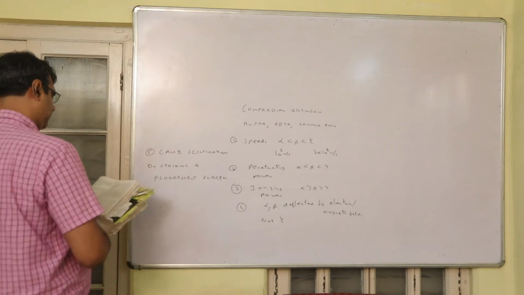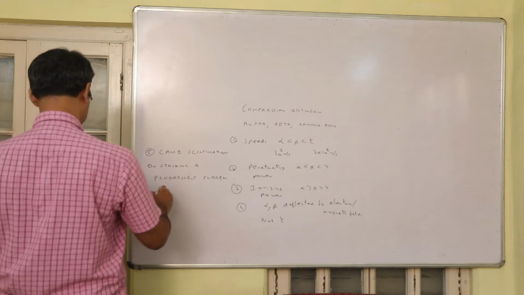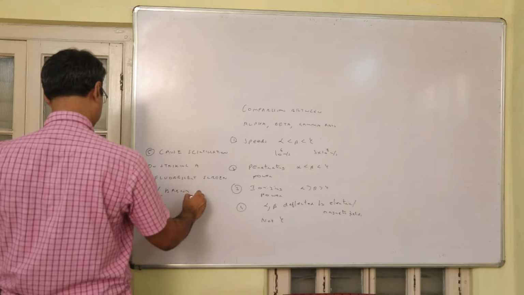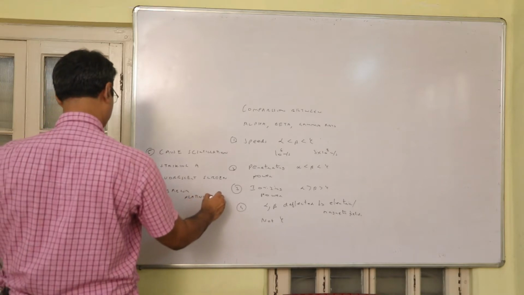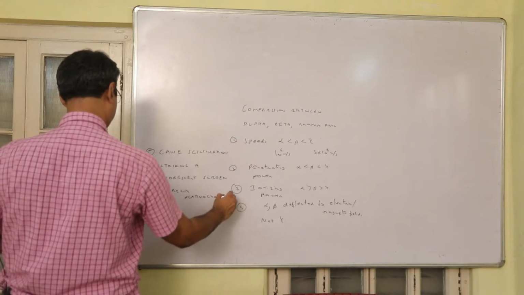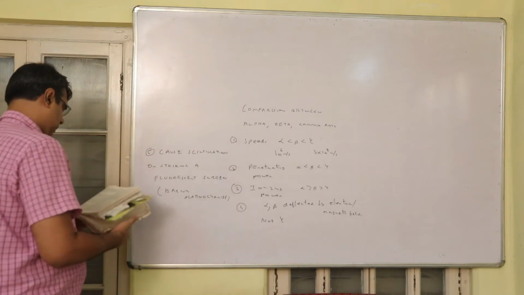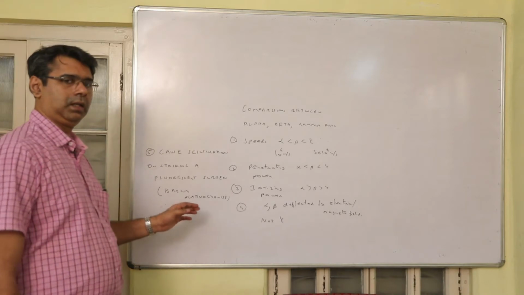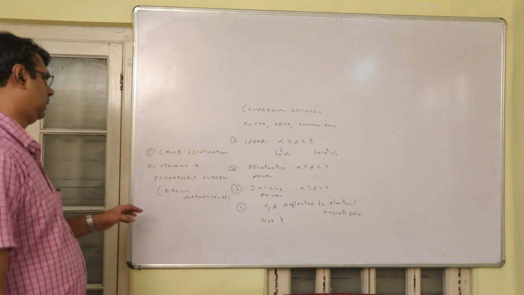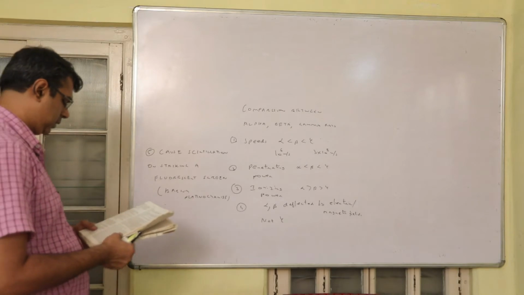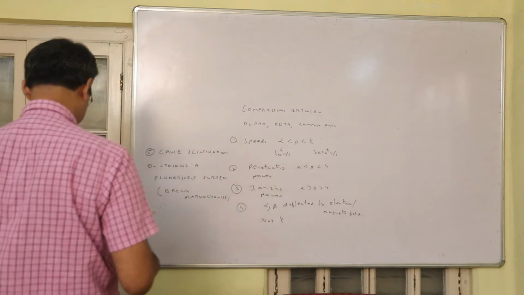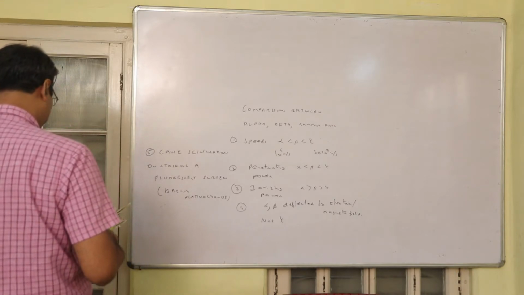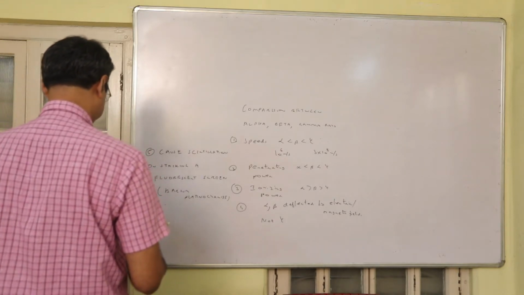So there are certain materials like barium platinocyanide, for example. Barium platinocyanide is a fluorescent material. So if alpha, beta, gamma rays fall on barium platinocyanide, they can cause scintillation. So these are the various properties of alpha, beta and gamma rays.